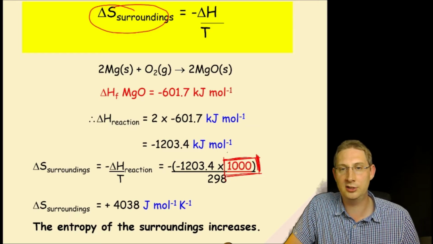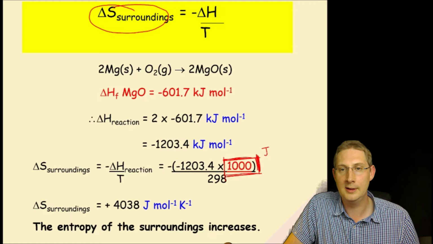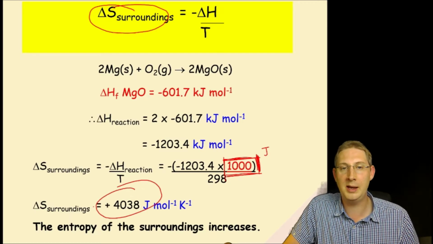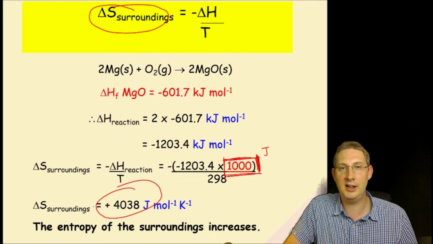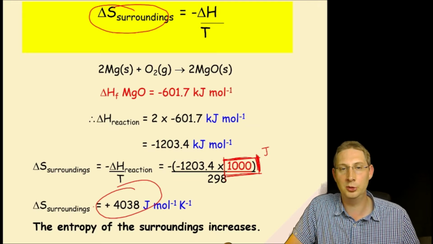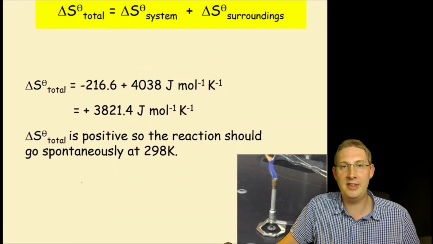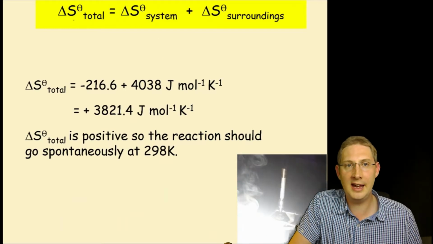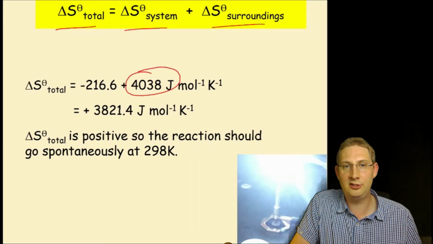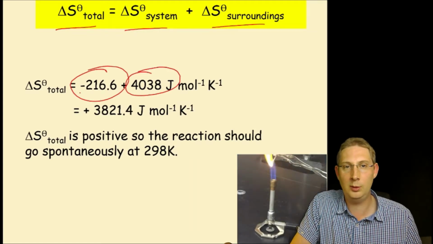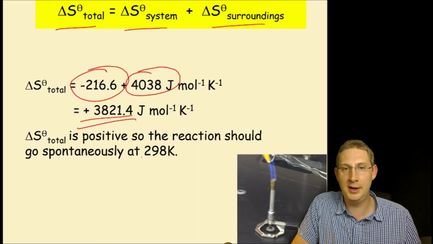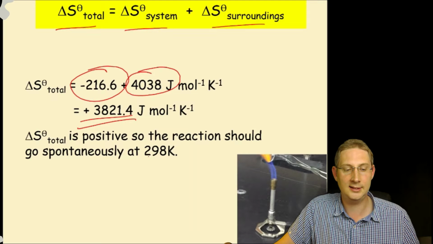We must put delta H into joules, and once we've done that, we calculated the entropy change of the surroundings as a nice big positive number. Because this reaction was exothermic, it was releasing heat, lots more energy in the surroundings, lots more disorder. And when we compared the two numbers, that the entropy change total was system plus surroundings, we saw that the big entropy increase of the surroundings vastly outweighed the small entropy decrease of the system. So we got a nice big positive number, so the reaction was spontaneous.